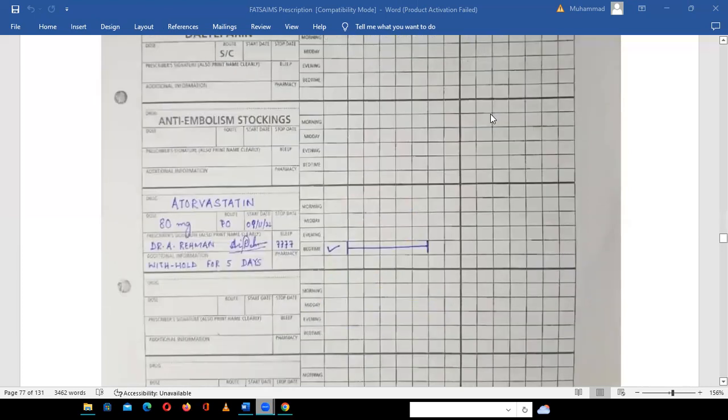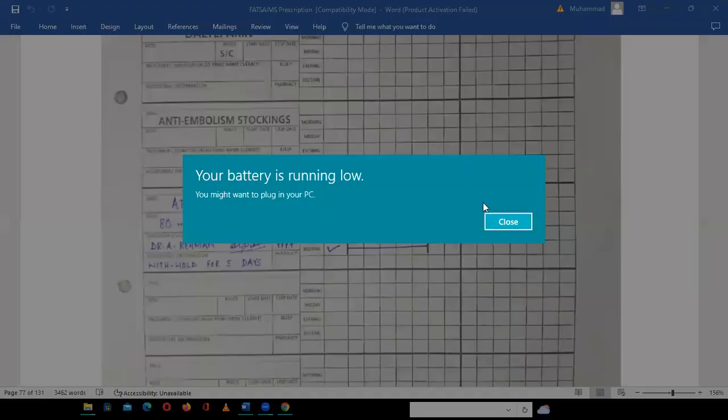So the take home message today is that you don't need to prescribe clarithromycin and statins at the same time. Whenever you prescribe clarithromycin, stop atorvastatin.